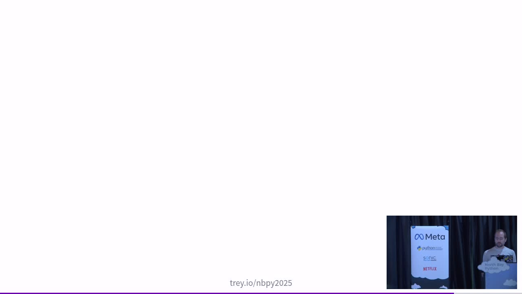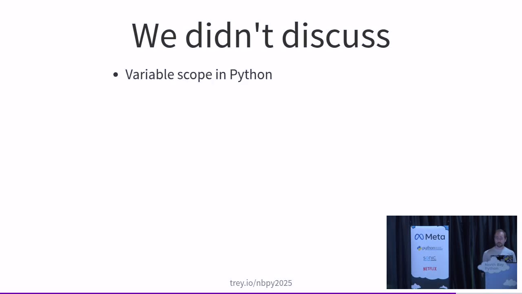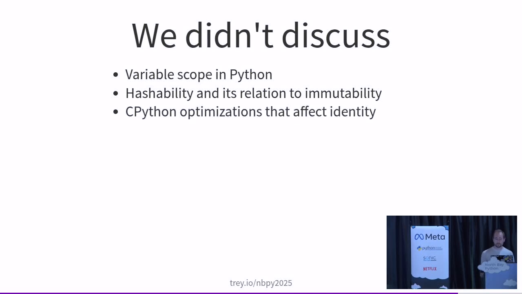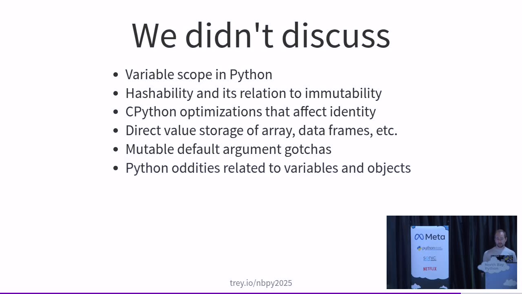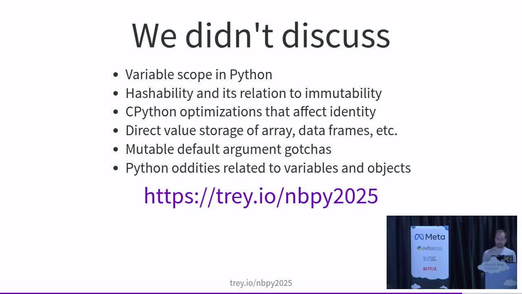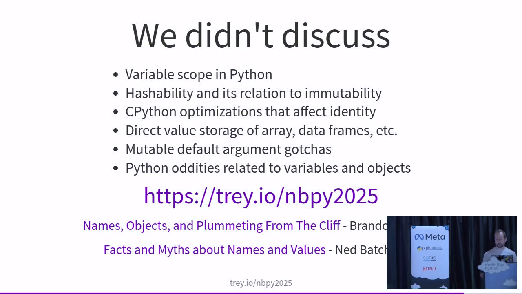There are many odd corners of this topic that I did not cover. For example, we didn't discuss variables and scope within Python, hashability, optimizations around numbers, strings, and tuples, of which CPython has many, arrays and direct value storage that pandas, NumPy, and other libraries rely on, mutable default arguments, and various reference-based gotchas. This URL, which is on the bottom of each slide in this talk, includes links to resources on some of those topics, as well as 2 really great talks by other Python community members on this topic as well.